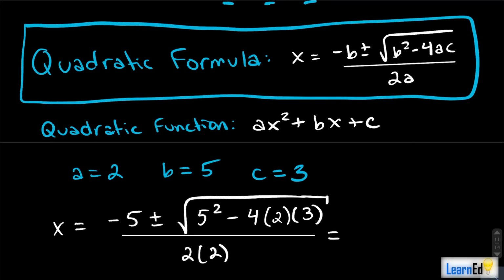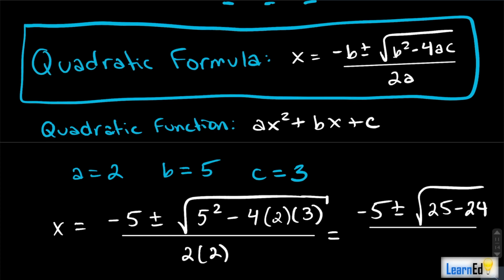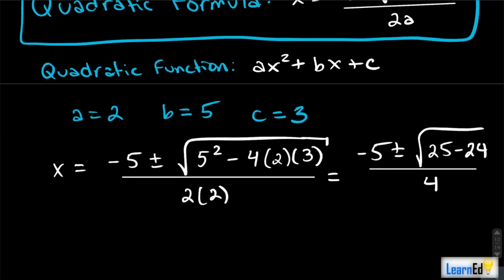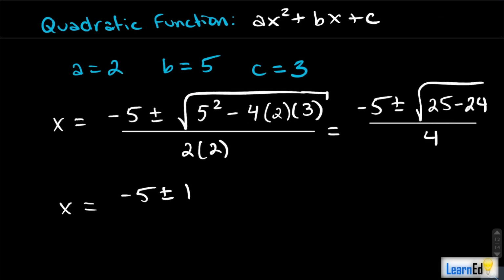Now we just have to simplify this. We get -5 plus or minus the square root of 5 squared, which is 25, minus 4 times 2, which is 8, times 3, which is 24, over 2 times 2, which is 4. 25 minus 24 is 1, and the square root of 1 is 1. So x equals -5 plus or minus 1 over 4.